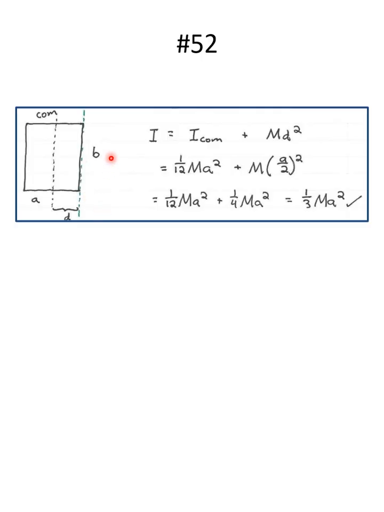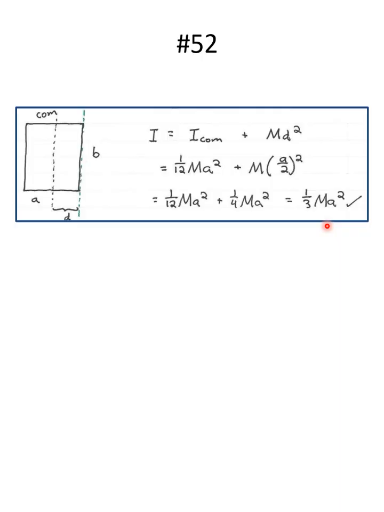So moment of inertia using the parallel axis theorem is moment of inertia through the center of mass plus mass times distance squared. And distance in this formula is the distance between the center of mass axis and the axis that we're trying to figure out. So in this case, that's going to be A over 2. So we have 1/12 ma squared, that's given in the table, plus mass times the distance, which is (A over 2) squared. And you can work through that as I've done here and see that it's 1/3 ma squared.